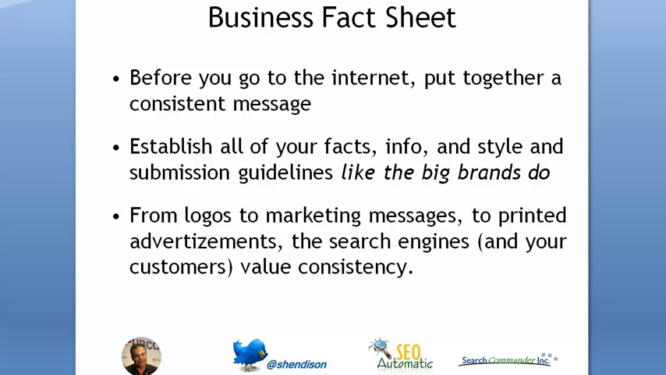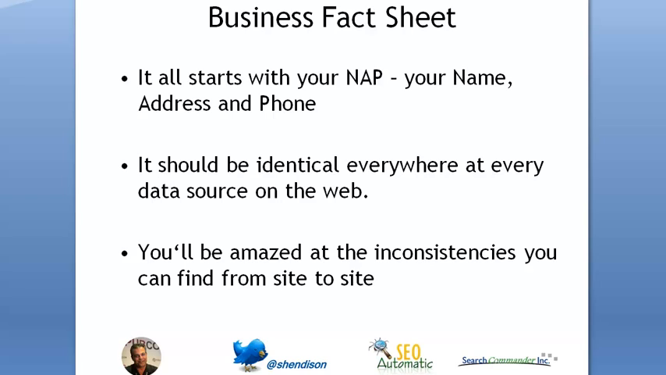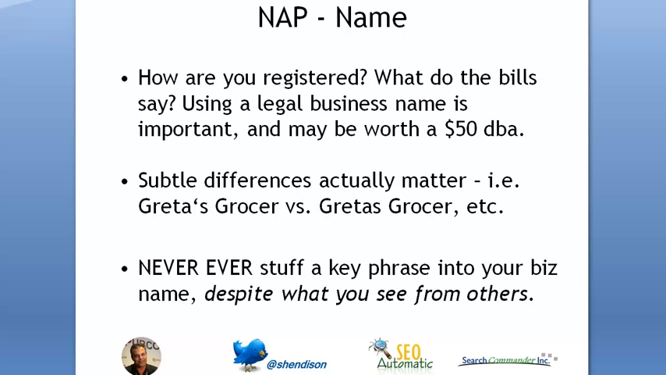Large companies typically have brand info and style guides. And putting all that into a single document means that you're going to be able to be consistent for everything from your business description and logo right down to the most important thing, which is your name, address, phone, and in this industry we call it NAP. All these directories start with your name, address, and phone, and you want to make sure those are identical everywhere, and you absolutely will be amazed at the inconsistencies you see.